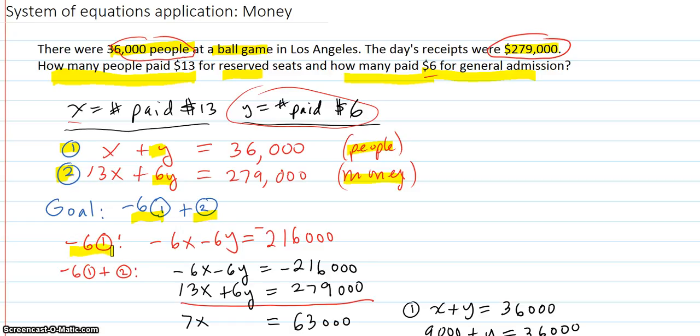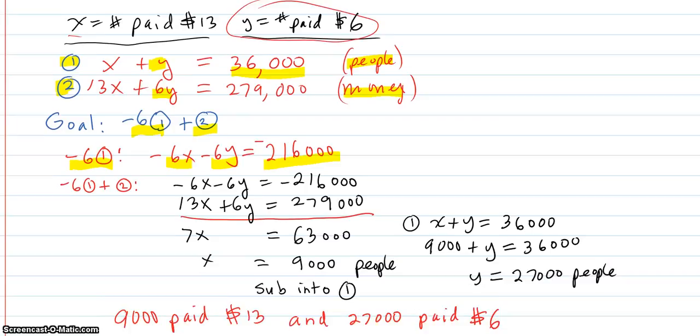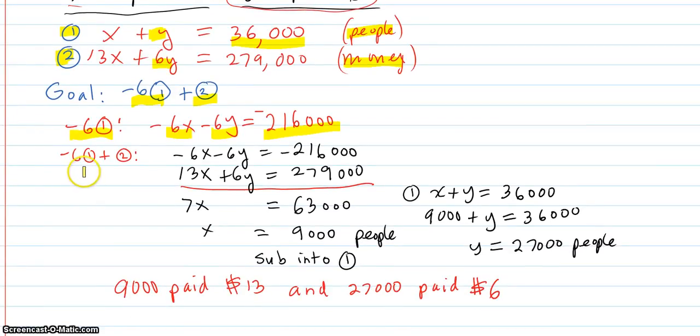So the move of -6 times equation 1, putting -6 on the X, -6 times the Y, -6 times the 36,000 is -216,000. Now I'm finishing off the move of doing the goal, which is -6 times equation 1 plus equation number 2. And there's your write-up. Here's the new equation 1, modified by multiplying by -6 throughout. Here's the original equation 2. We can add those straight down.